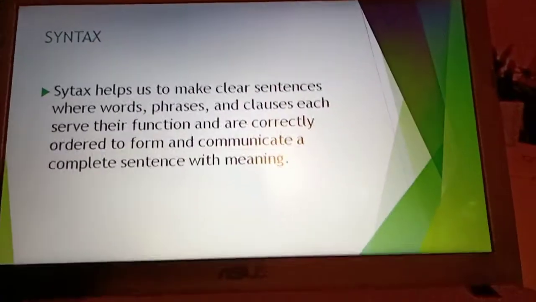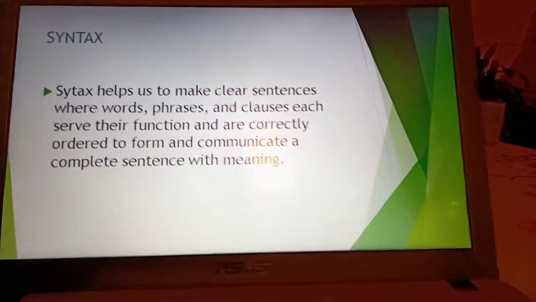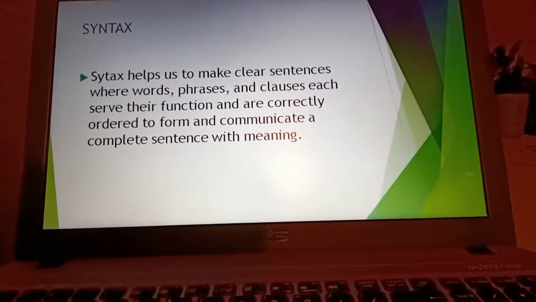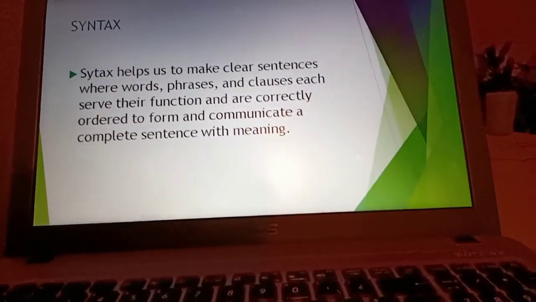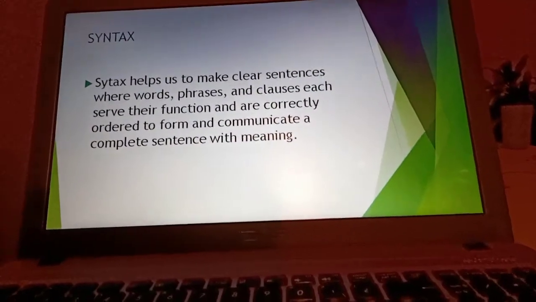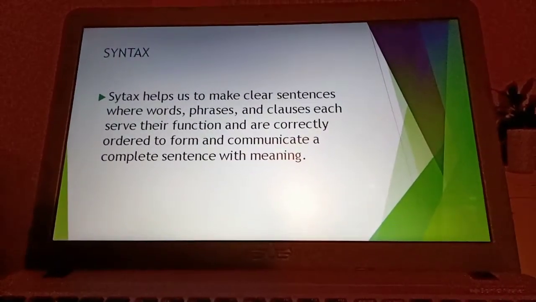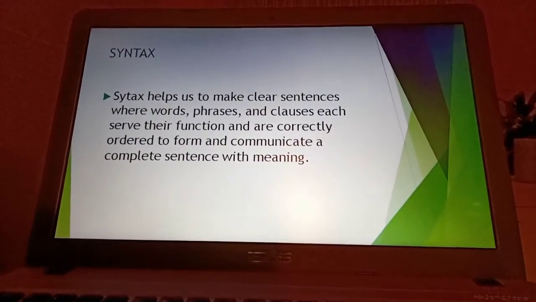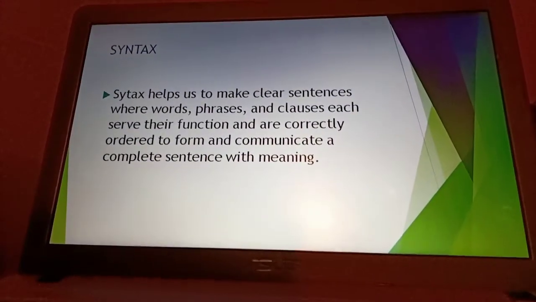We are going to start by defining the term, or the use, of syntax. As you can read here, syntax helps us to make clear sentences where words, phrases, and clauses each serve their function and are correctly ordered to form and communicate a complete sentence with meaning.